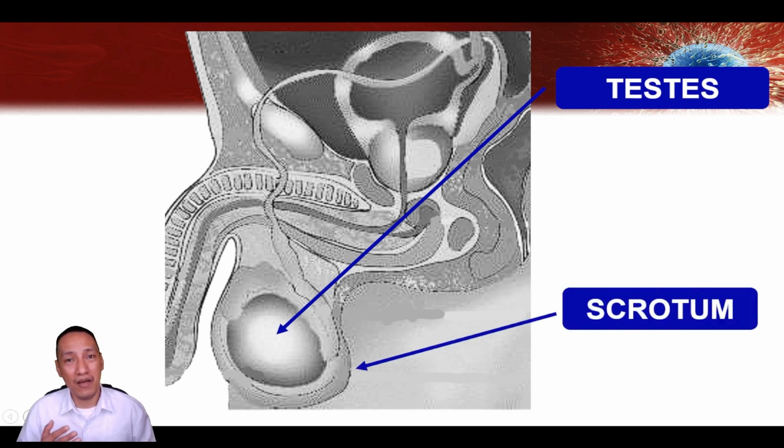Ngayon, dahil nasa labas yung testes, hindi naman pwedeng nakalitaw lang yan. Kailangan meron yung lalagyan, di ba? At ang tawag sa lalagyan na yon ay scrotum, yung balat kung saan nasa loob yung ating mga testes. Ang tawag doon sa lalagyan yon ay scrotum.